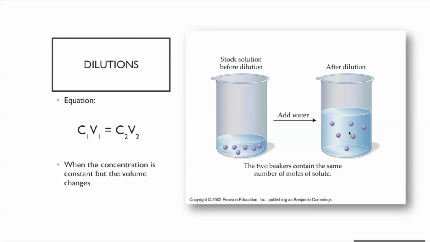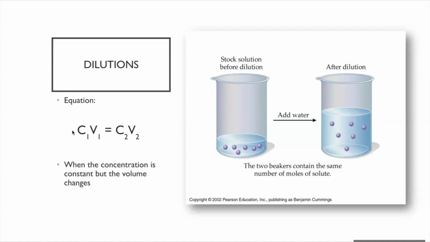Now we add more water, and the solute is more spread out, but it contains the same number of molecules or the same number of moles of the solute, right? So we just add more water. This is called dilution. And if we need to find one of these variables, if we are given a concentration and a volume of the first solution, and we want to find the concentration of the second solution, but we're also given the second solution's volume, we can solve for that using this equation.